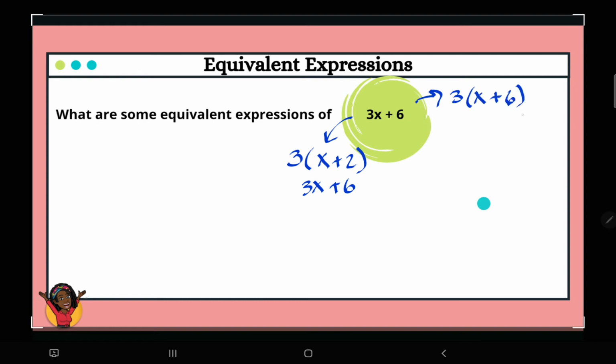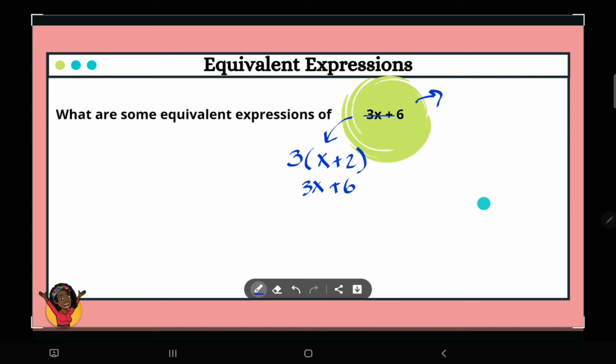I know there's someone out there who's going to say, oh, what about 3 times x plus 6? Now, this would not be equivalent to this, and this is why. If we were to go ahead and simplify, the 3 times x will give us 3x, but 3 times 6 is 18, and that is not equal to the other. Okay, so let's go ahead and erase that, because that does not work.